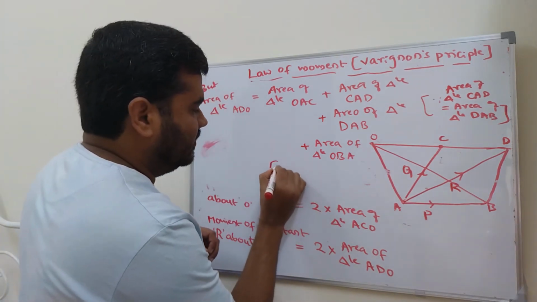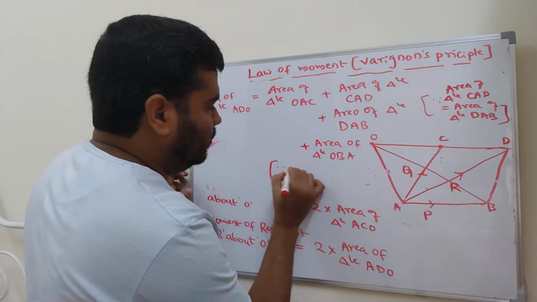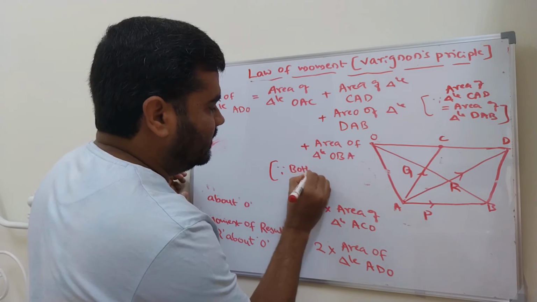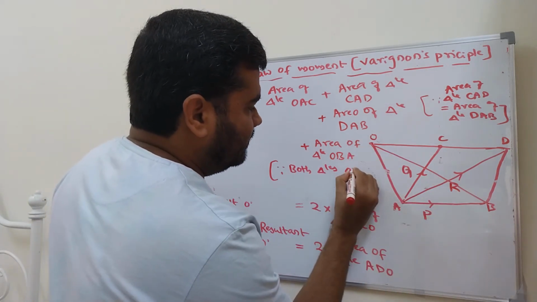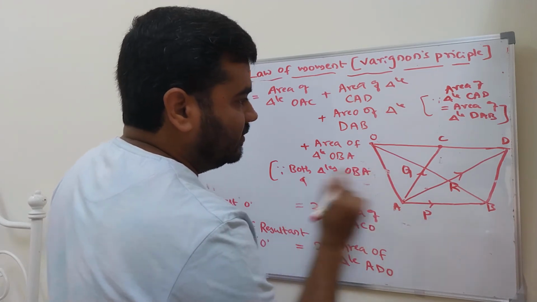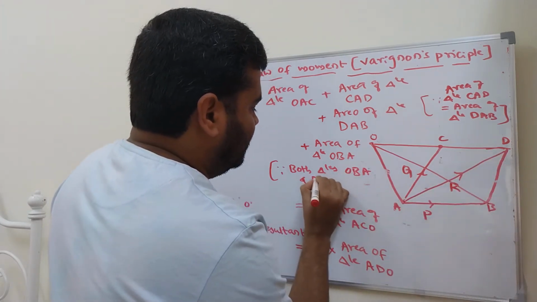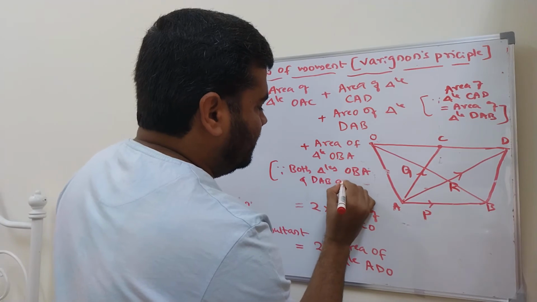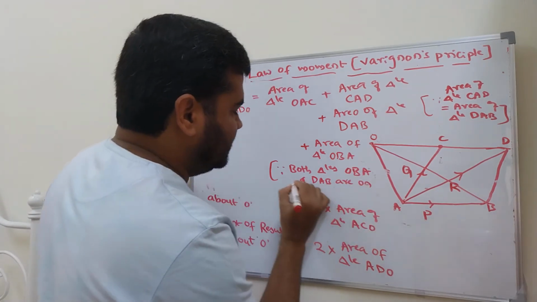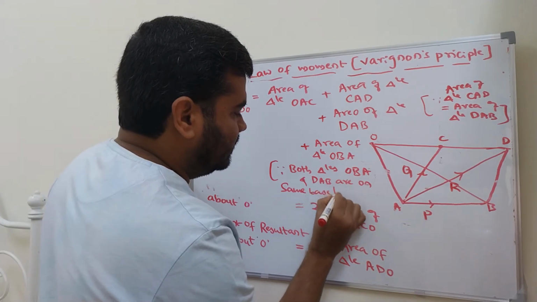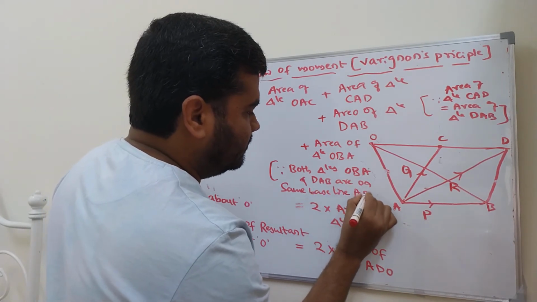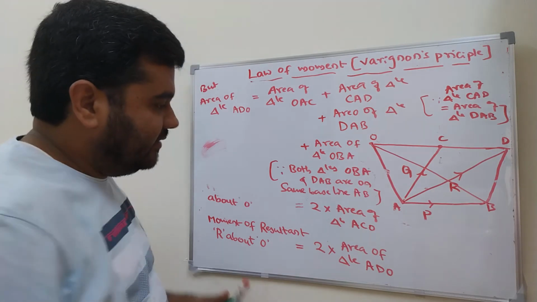Because both triangles OBA and DAB are on the same baseline AB. Okay, same baseline OB here.